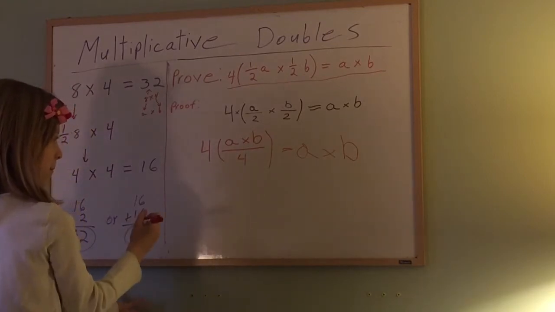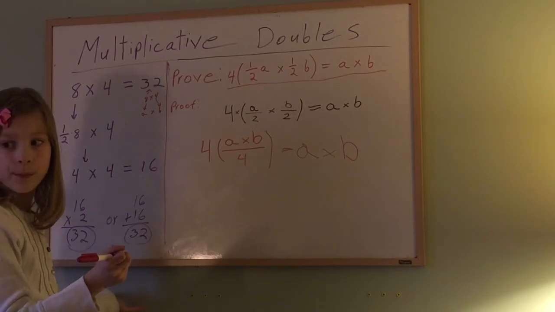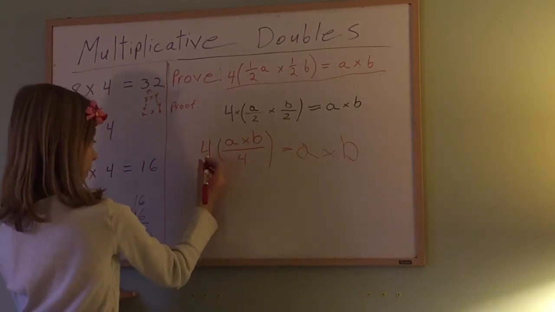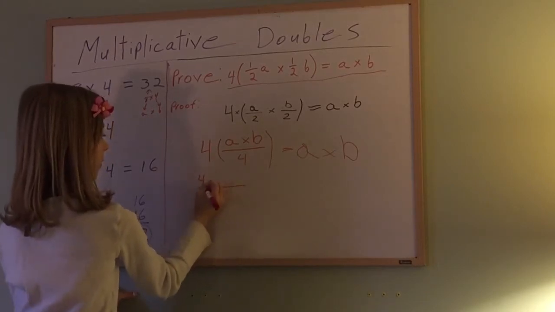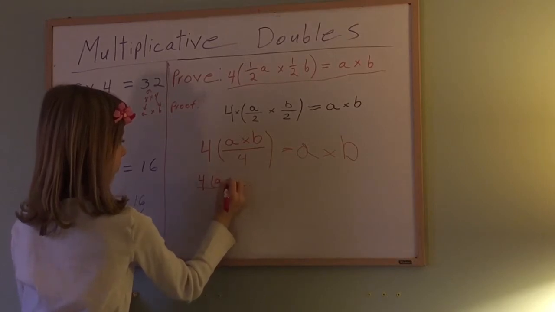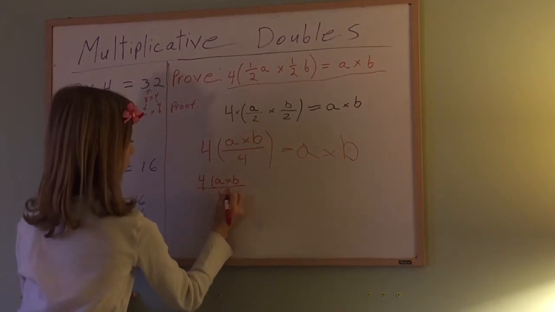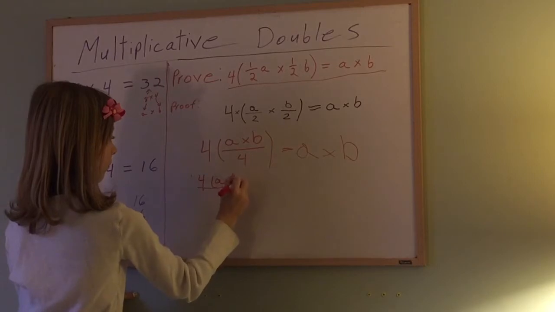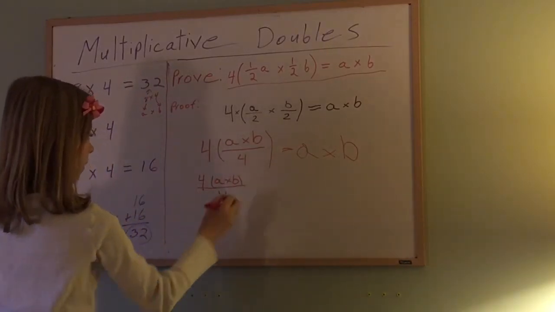Now last week you learned which property in school? The distributive property. Right. So we take that 4 on the outside there, and what do we do? We multiply it in. Close your parentheses. No, not that one. Next to the b, yeah. And that equals a times b.